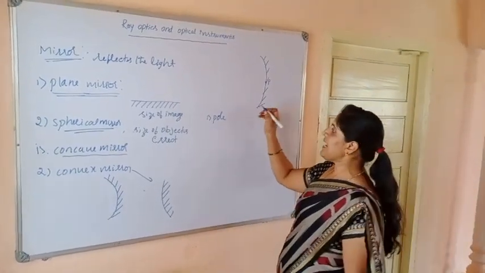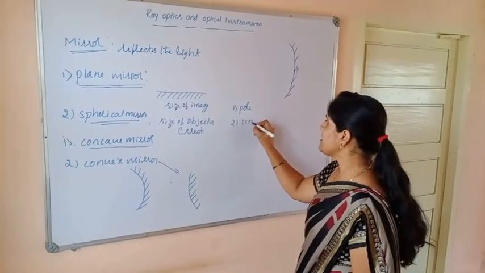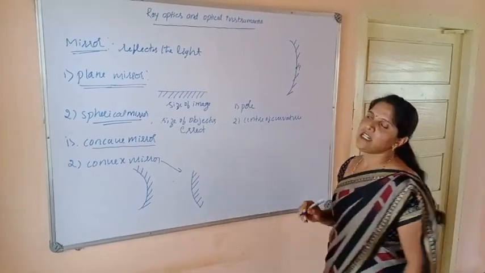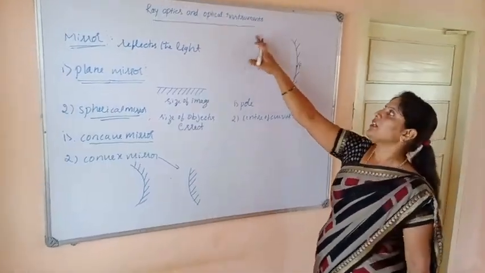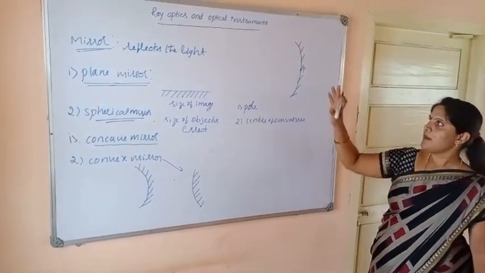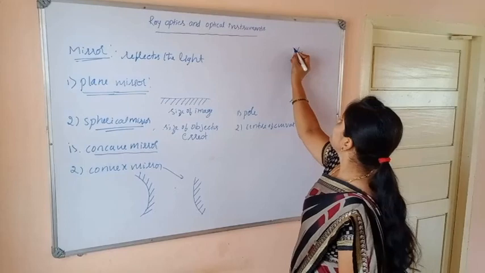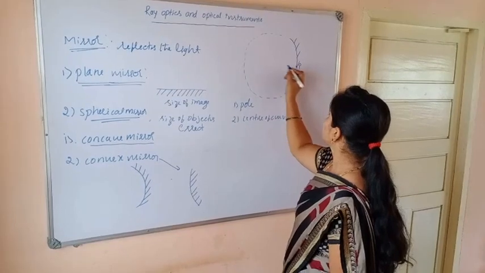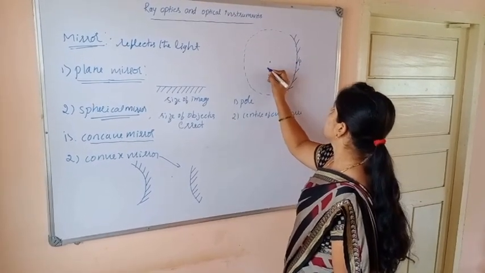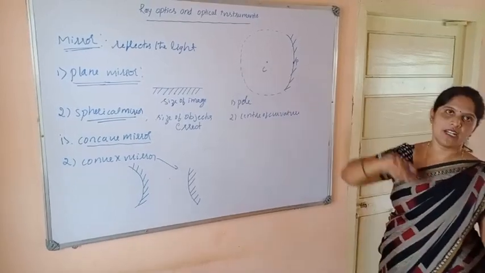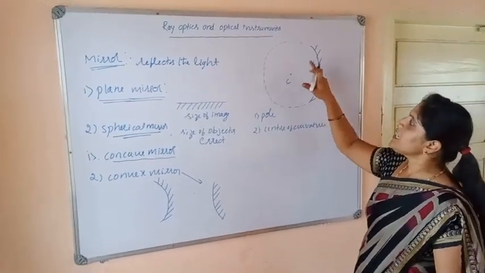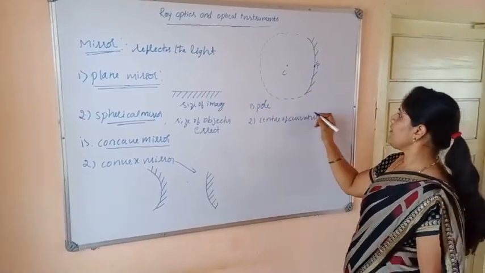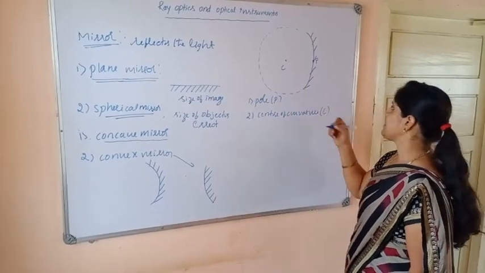Next, the center of curvature. The center of curvature is the center of the sphere of which the mirror forms a part. You already know that this mirror is a part of a sphere, so let me imagine a sphere like this. The center of this sphere is known as the center of curvature, denoted by the letter C.